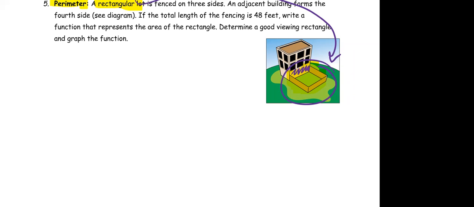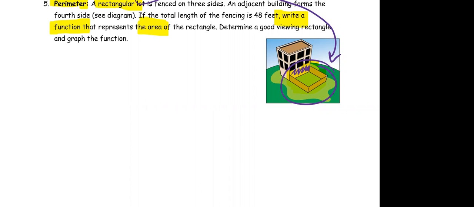If the total length of the fencing is 48 feet, write a function that represents the area of the rectangle. Determine a good viewing rectangle and graph the function. So don't worry about the last part here. Once you get the model, you can use the calculator to plot it. But after we're done, I'll show you real quick what it looks like.